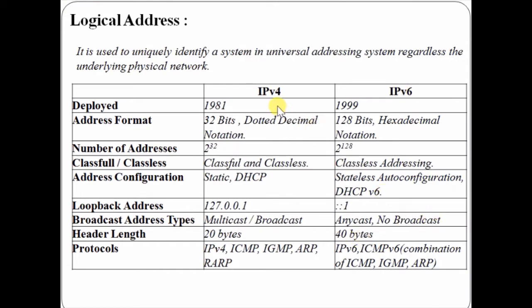The main difference between IPv4 and IPv6 is the protocol stack. Here you will get 5 different protocols: IPv4, ICMP, IGMP, ARP and RARP. Whereas in IPv6 you will get only 2 protocols, IPv6 and ICMPv6. ICMPv6 is the combination of ICMP, IGMP and ARP, while RARP has been removed from the IPv6 family.